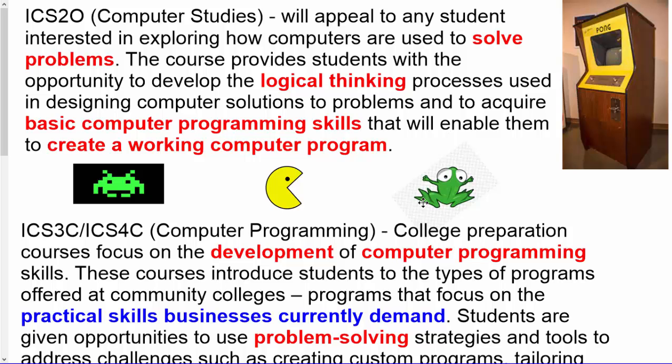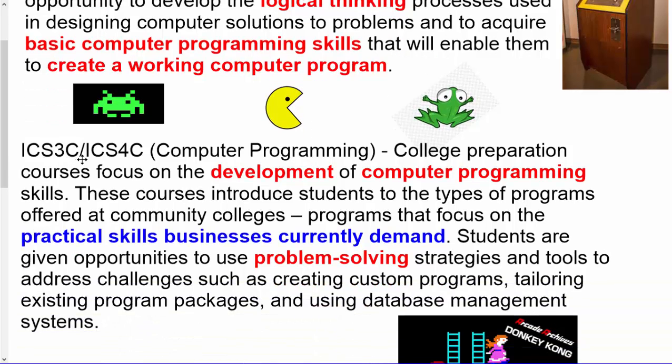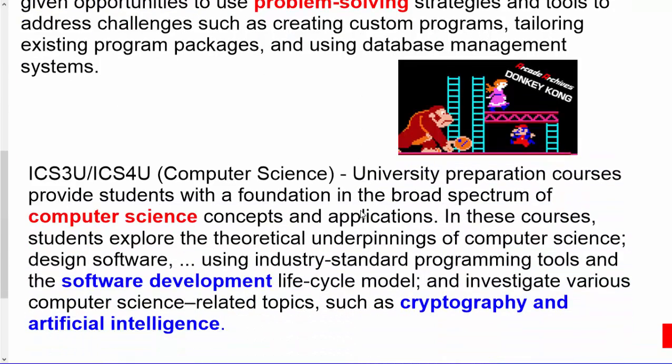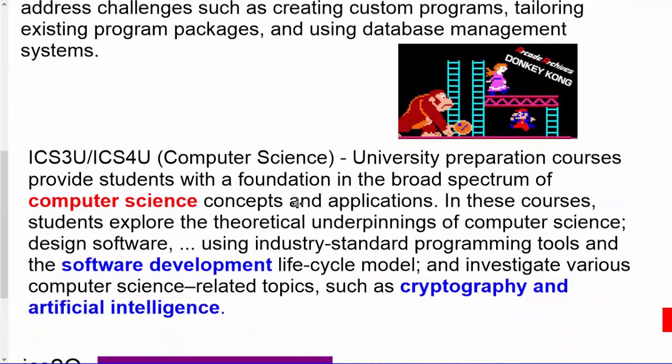Now, a lot of words here, but basically I'm just trying to point out the actual descriptions. In the grade 10 course, it mentions solving problems, logical thinking, basic computer programming skills, creating working computer programs. In the grade 11 college course, it talks about developing your computer programming skills. It talks about developing practical skills that businesses currently demand. It talks about problem solving. So you can sort of see there's a decent amount of overlap between those two courses in the way they're worded. The 11U course is written up a little differently.